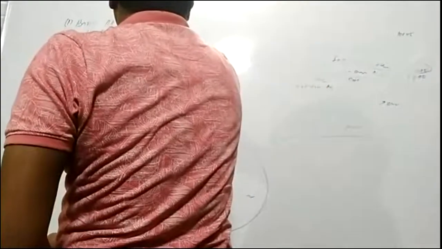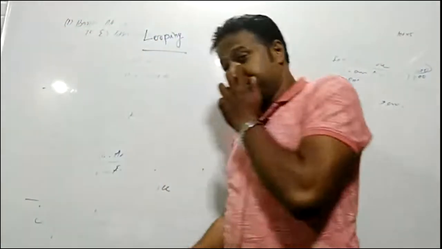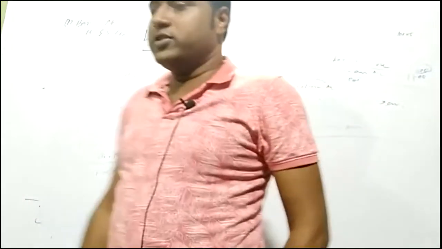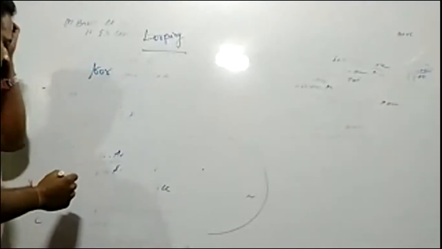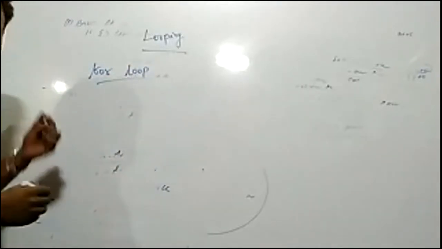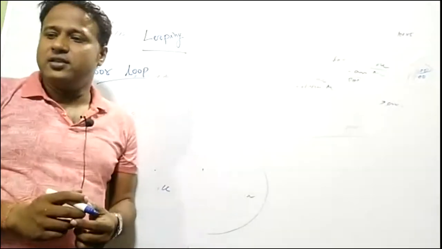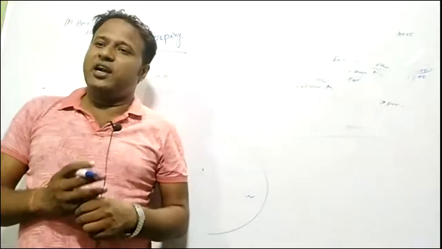So our topic is looping. So in looping, we're using here for loop. Okay. We're using here for loop. So for loop contains three parts. Okay. One is your initialization, checking condition, then increment and decrement.